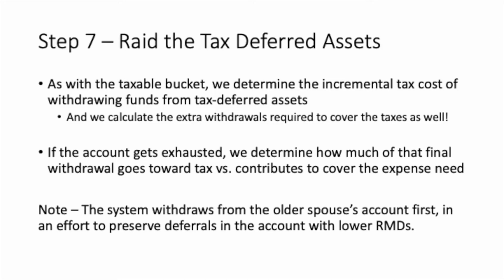And similarly to what we talked about on the taxable asset side, is if what we need out of the IRA exceeds the total balance of the IRA. So if we need, again, $100,000 out of the IRA, but there's only $60,000 in the IRA, we have to back solve for how much of that $60,000 IRA is going to be able to contribute to our need to cover spending, and how much of that is just going to get bled away to taxes, right?